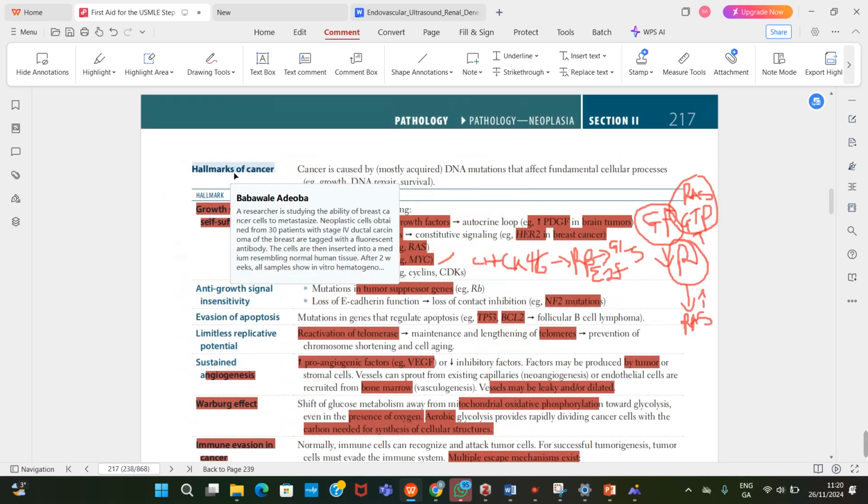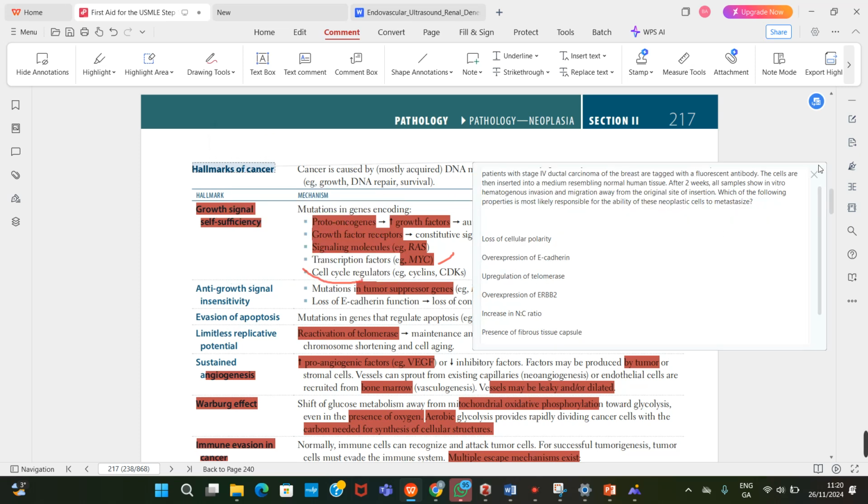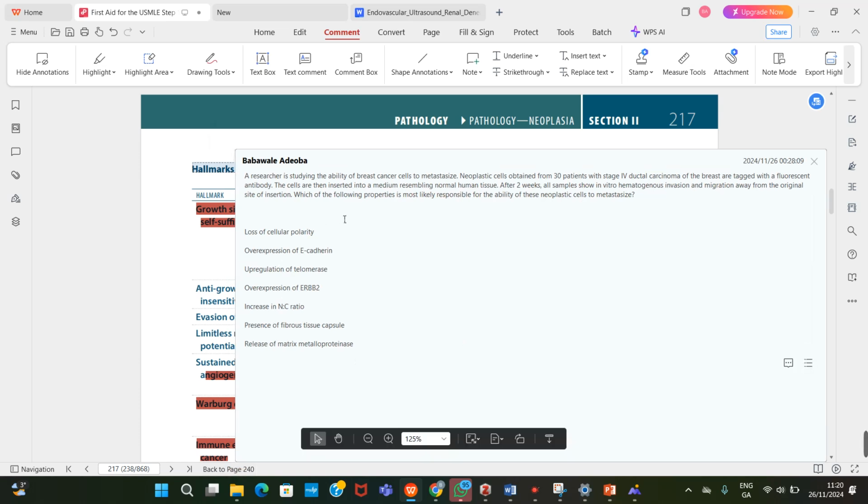I think I have some questions that I've missed. So let us check the hallmarks and see if we can solve one or two here. A researcher is studying the ability of breast cancer to metastasize. Neoplastic cells obtained from 30 patients with stage 4 ductal carcinoma of the breast are tagged with fluorescent antibody. The cells are inserted into a medium resembling normal human tissue. After 2 weeks, all samples show in vitro hematogenous invasion and migration away from the original site of insertion. Which of the following is most likely responsible for the ability of these cells to metastasize?